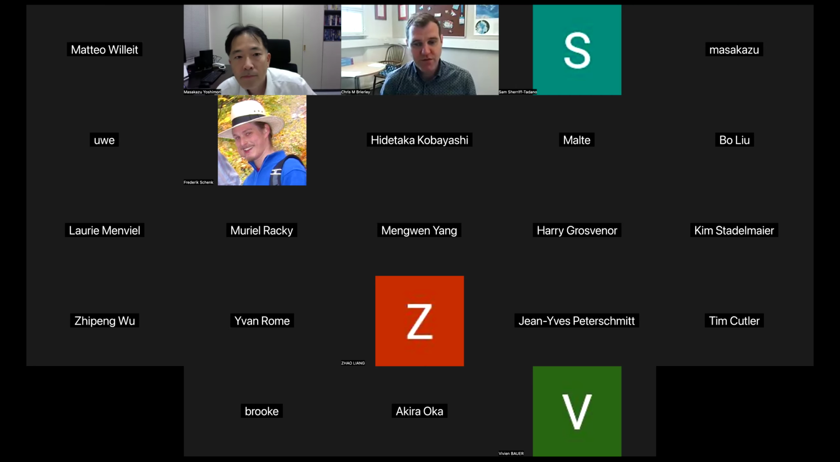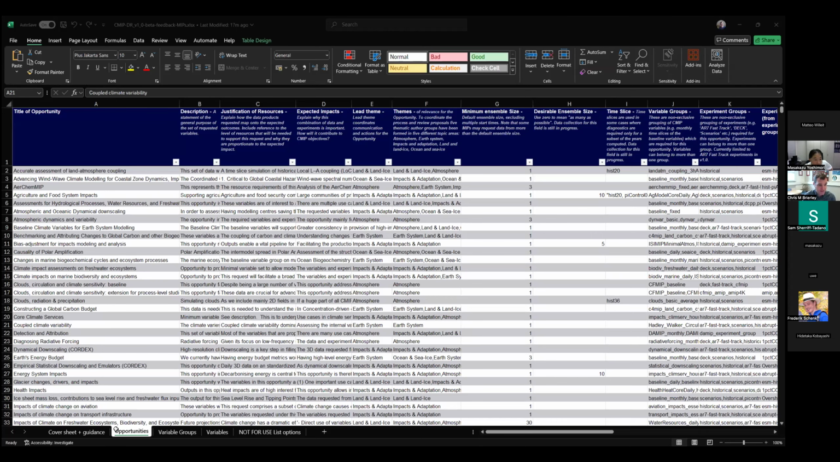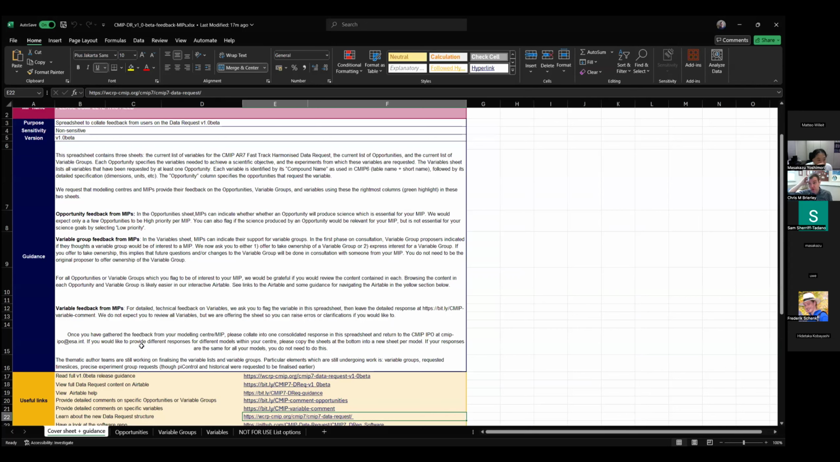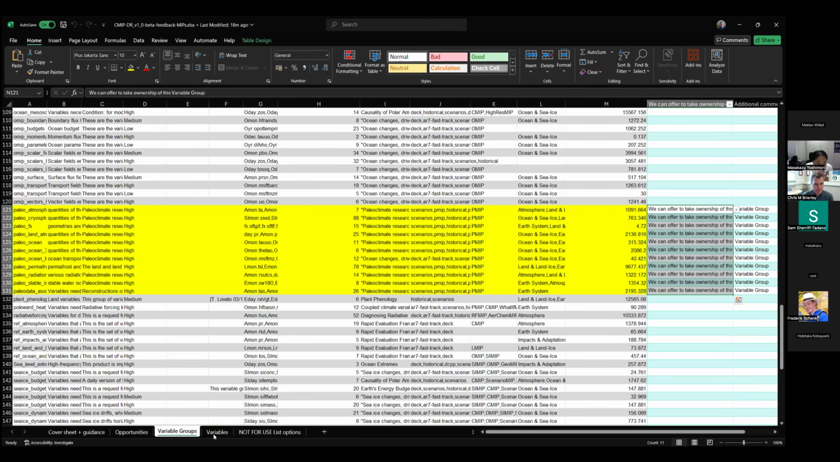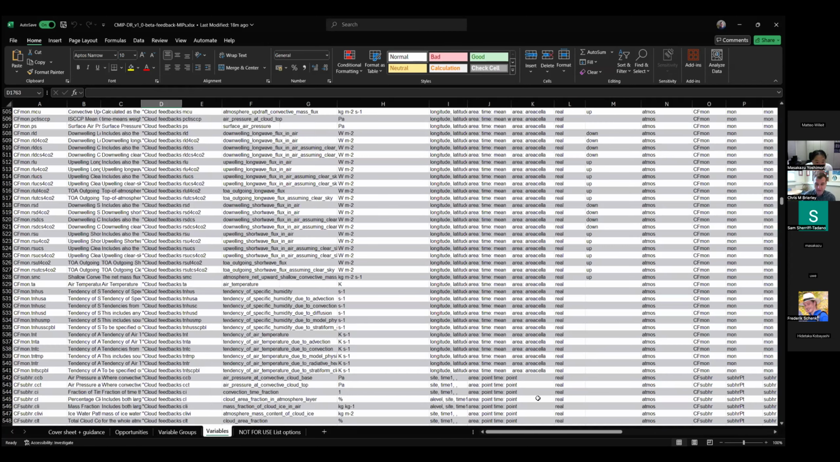And so there's three different schemes of things at the moment, or levels maybe. So what you're seeing here, I'll go to the cover sheet and the guidance first. There are three different tiers that we as PMIP have been asked to respond to. And the jargon is there's opportunities, which are the science reason behind needing particular variables. And then there's collections of variables. So these are variable groups which allow you to do things. And then there's individual variables. And we've been asked to comment on all of them.